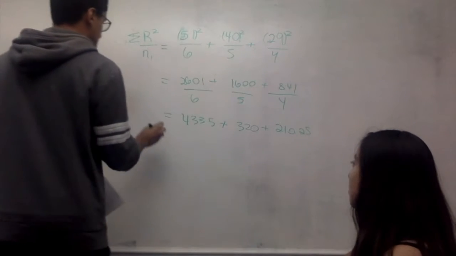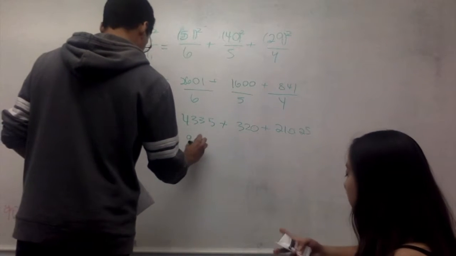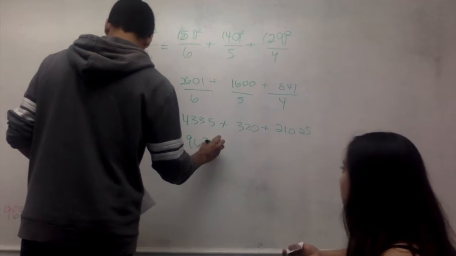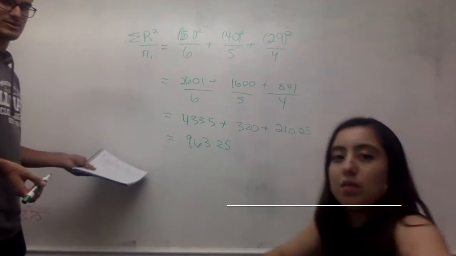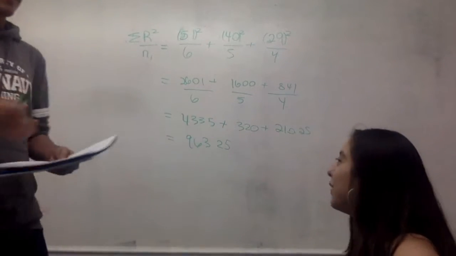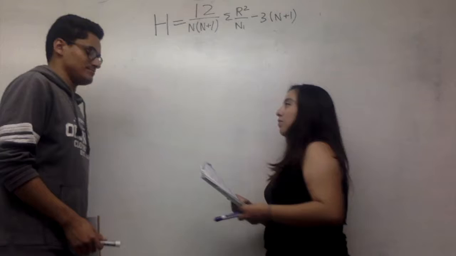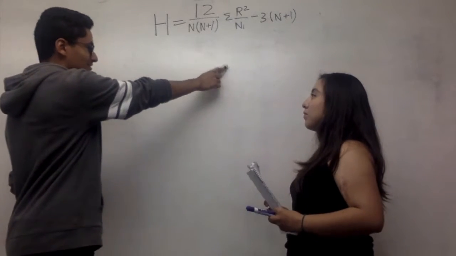And then finally we just add, and we get 963.25. So now that we have this, we're going to plug it into the next equation to get our test statistic. Okay, so now we have all the information. So now we're going to plug it into this final formula.